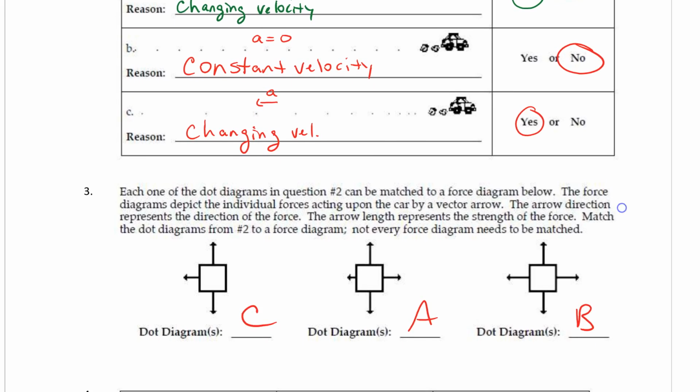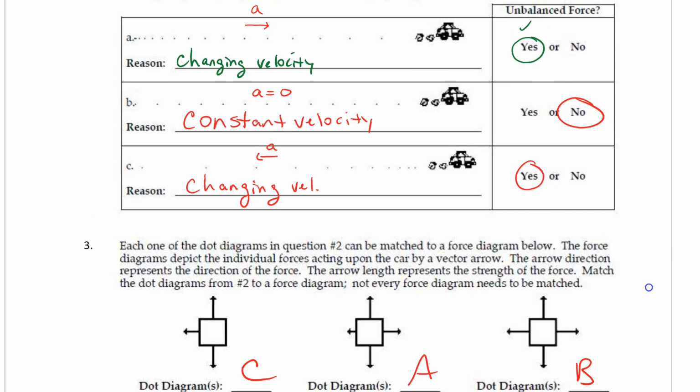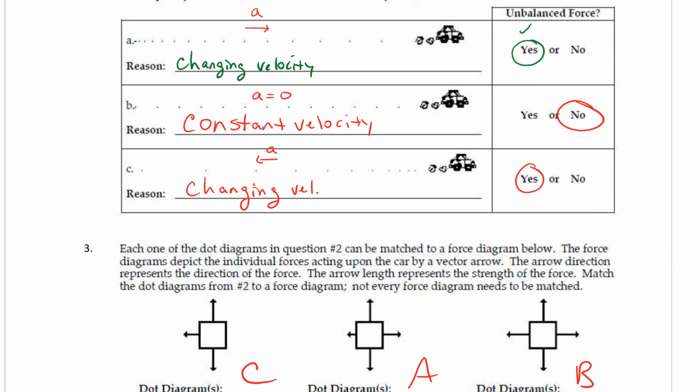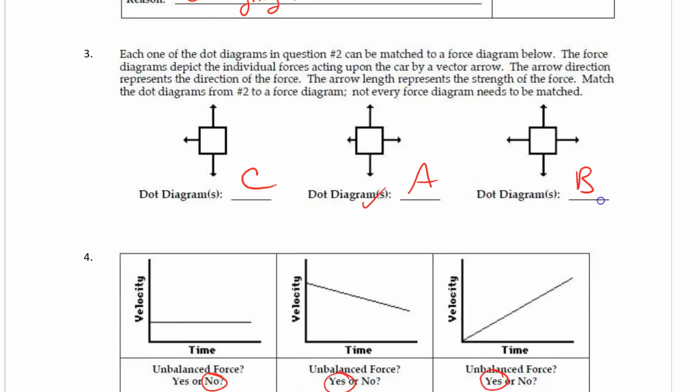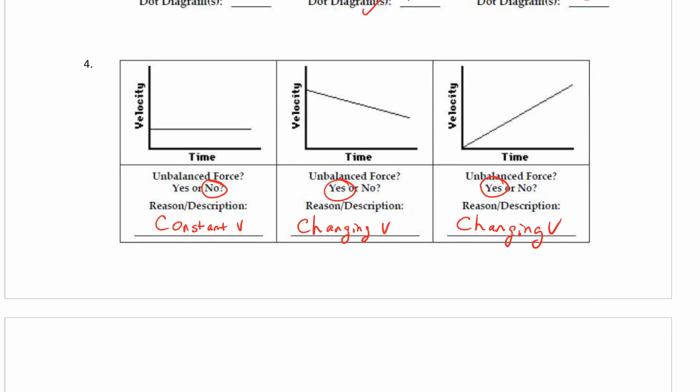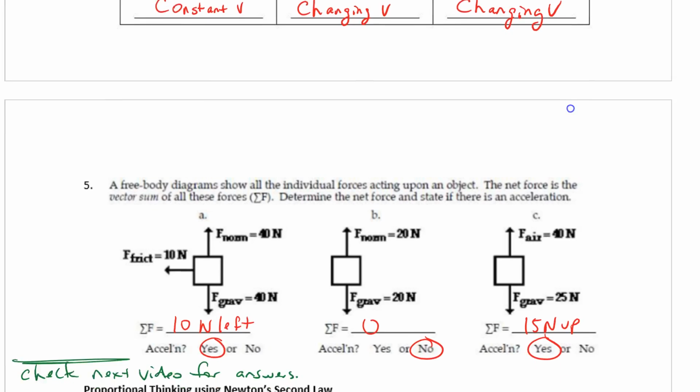And for 3, it's C and A and B. You'll notice in the first part I actually made a note of which way it was accelerating. Whichever way it's accelerating in part A, it's to the right. That's the same way as the net force will be in part 3. Over here: no, yes, yes, constant velocity, changing velocity, changing velocity.